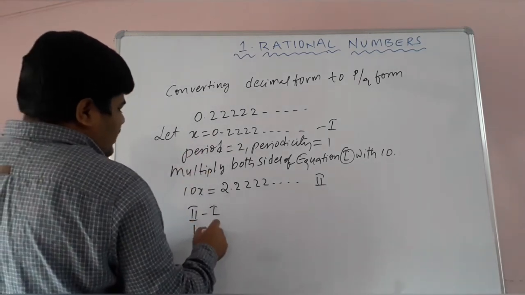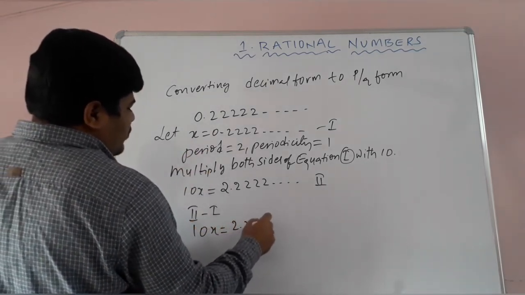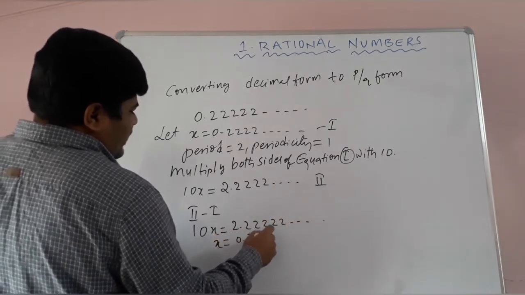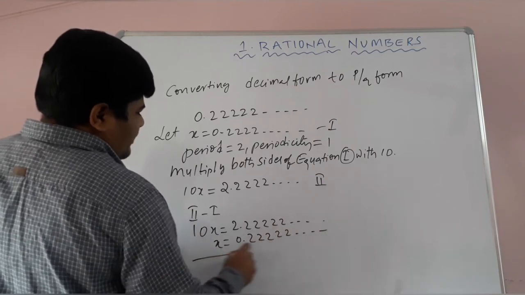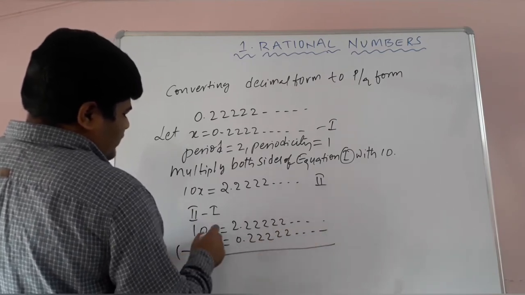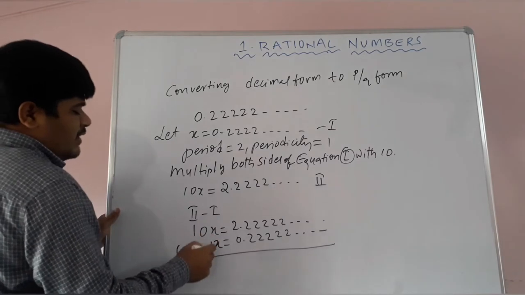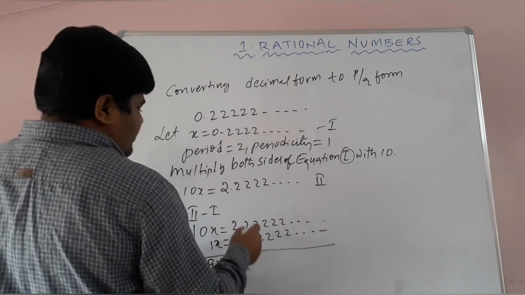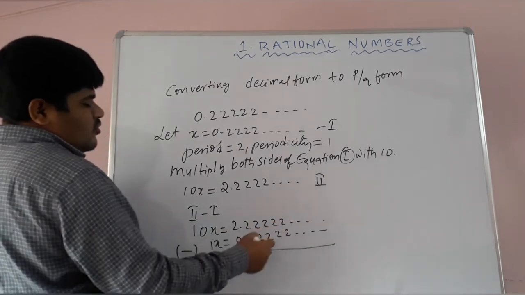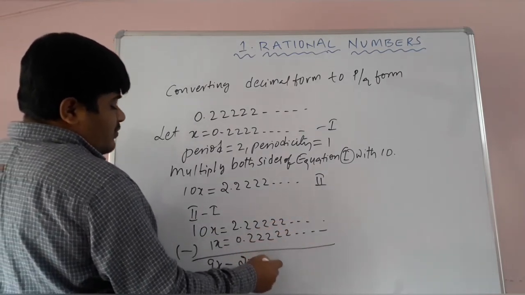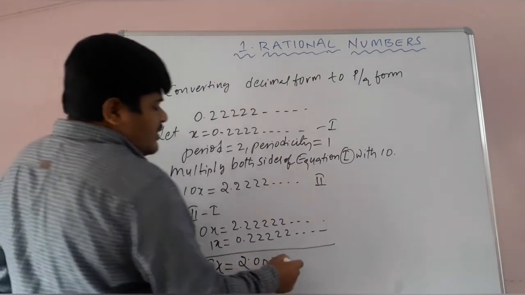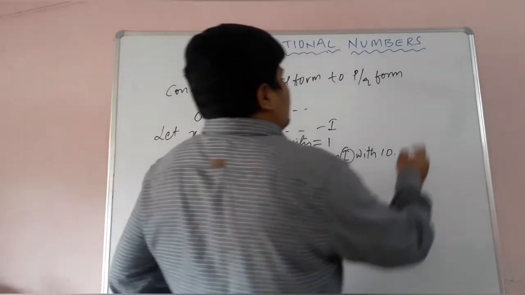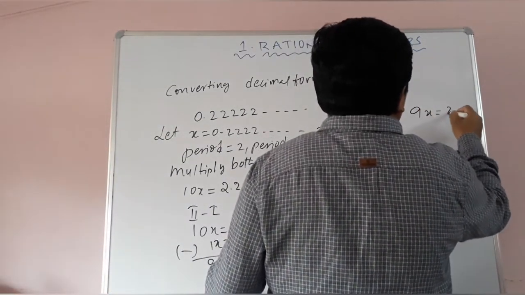So what is equation 2, children? 10x is equal to 2.2222 and so on. What is equation 1? x is equal to 0.2222 and so on. So I am subtracting. 10x minus x, x is nothing but 1x. 10x minus 1x is nothing but 9x. That is equal to 2 minus 0 is 2. After the decimal point, the 222s cancel, so 2.00000 and so on. 2.0 means that is 2 only. So finally what we got here? 9x is equal to 2.